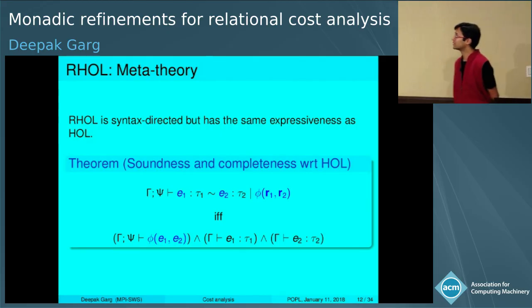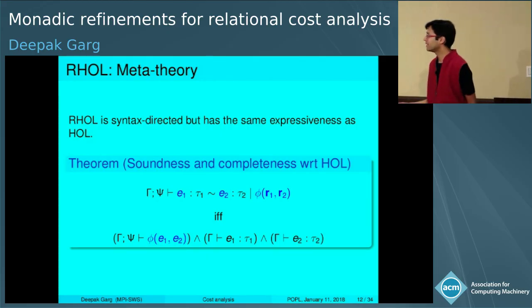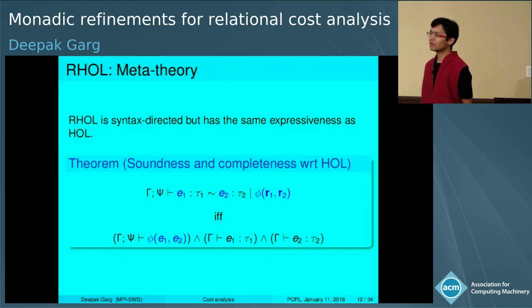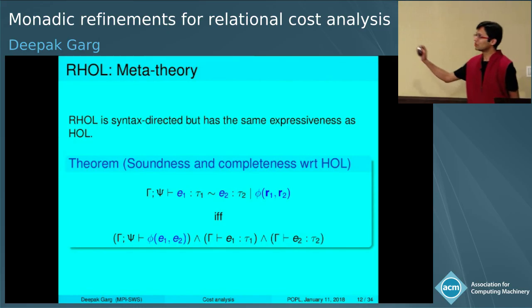This is soundness and completeness with respect to HOL. What this says briefly is that if you take two expressions E1 and E2 and you prove in RHOL that they have a post-condition phi, this happens if and only if directly by reasoning in HOL using its axioms and rules, you can actually show that phi holds of E1, E2. Okay, so these are equi-expressive. The only difference is that RHOL is syntax directed. So constructing proofs is slightly easier. Okay, so much for RHOL.